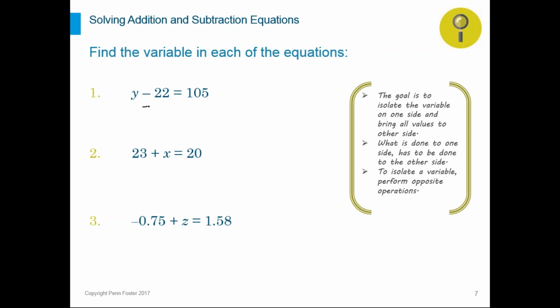So add 22 on the left-hand side, but you need to do the same thing for the right-hand side. Remember, we have to keep it balanced, so it stays an equation. And then add 22 to the 105. Now you just do simple math. Minus 22 plus 22 is 0, so that is gone. You have a y by itself on the left-hand side, and then just add those numbers. 105 plus 22 is actually 127.